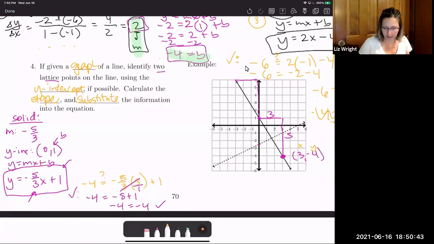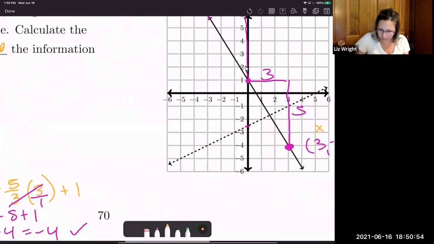All right, let's check the dashed line. So the dashed line, we already said it does not cross at a good lattice point for the y-intercept. So let's find 2 other points. To me, it looks like there's a pretty good one right here at -1, -3. And it looks like maybe there's another good one at 1, -2. So again, that's going up 1, right 2. Let me see if there's another good one at up 1, right 2. Yes. Down 1, left 2. Yes. So that slope looks good.